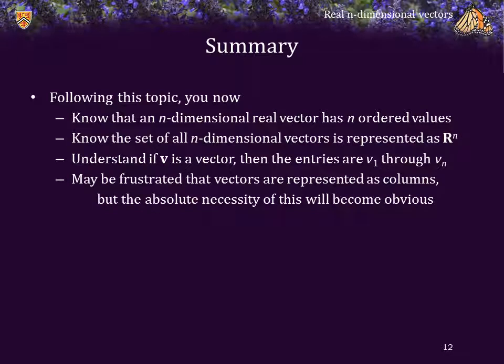So in this topic, you now know that an n-dimensional real vector has n ordered values. You know that the set of all n-dimensional vectors is represented by R to the n, and you understand that if v is a vector in R to the n, then the entries are v sub 1 through v sub n. Again, n can be any positive integer. Now, you may be frustrated that vectors are represented by columns, but this is an absolute necessity, so please use it.